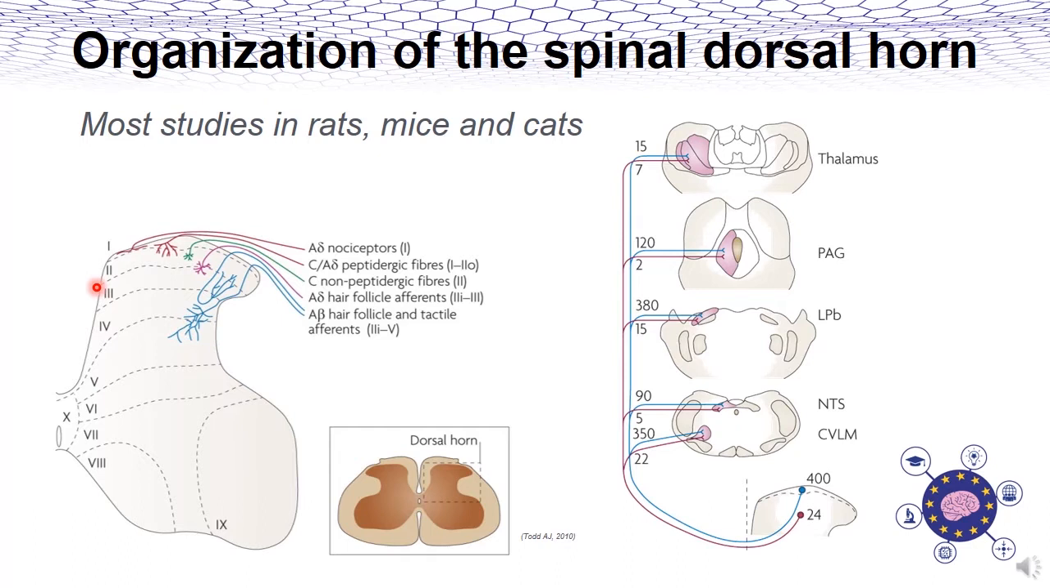Initial processing of the sensory signals, including nociceptive ones, occurs here and results in an output signal that is relayed to supraspinal centers by projection neurons found in the superficial and deeper dorsal horn.